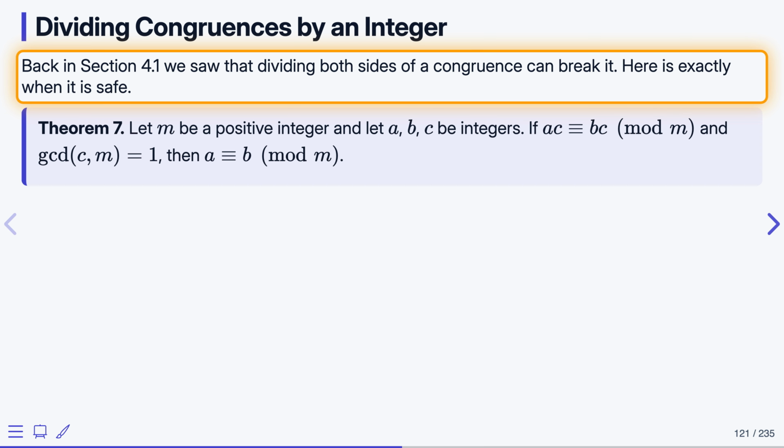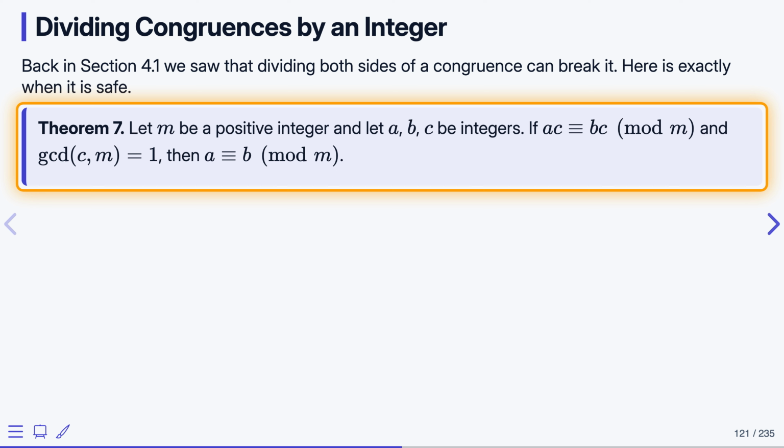Earlier we saw that you cannot always divide both sides of a congruence by the same number. 14 congruent to 8, mod 6, broke when we divided by 2. Now we can say exactly when division is safe. Theorem 7. Suppose a times c is congruent to b times c, mod m, and suppose that c and the modulus m share no common factor, so their greatest common divisor is 1. Then you may cancel the c and conclude that a is congruent to b mod m.